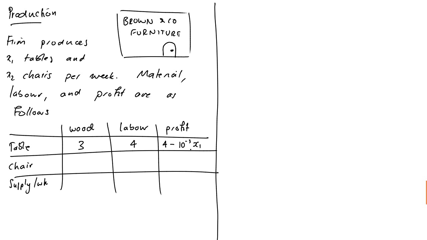Okay, I'll talk about what these terms mean in a moment. A chair only takes 1 piece of wood, still fairly labor intensive, takes 3 units of labor, and the profit per chair is 2 minus 10 to the negative 4 x2. Like I said, I'll explain these terms in a moment. And each week we've got a certain amount of supply available to us, 200 pieces of wood and 480 pieces of labor. Okay, 480 man hours or whatever of labor.